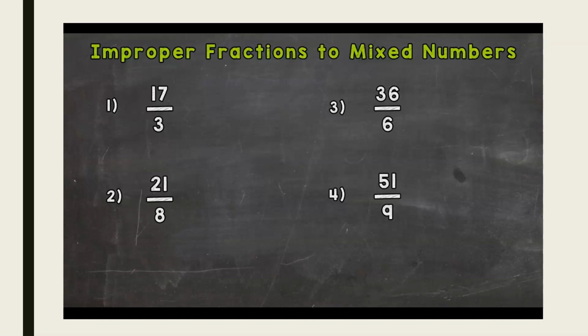In this video, we're going to be discussing how to take improper fractions and convert them to mixed numbers. An improper fraction is a fraction where the numerator is greater than the denominator. And a mixed number is a whole number mixed with a fraction. As you can see, there are 4 problems on your screen, 4 improper fractions. We're going to take all 4 of those and convert them to mixed numbers.